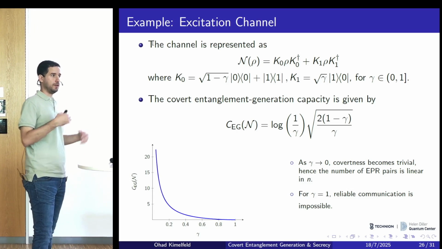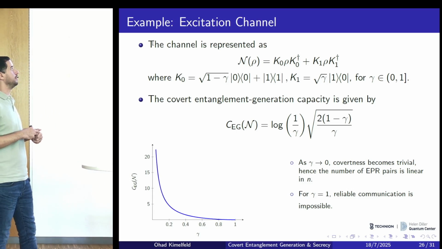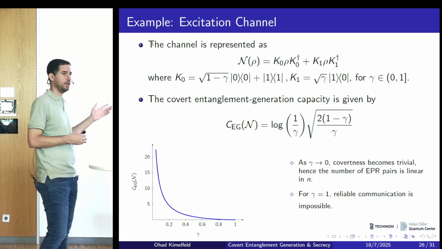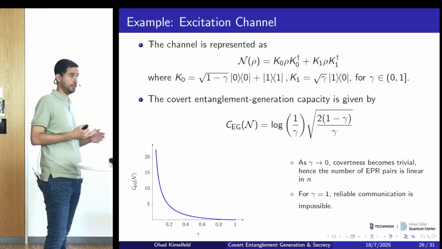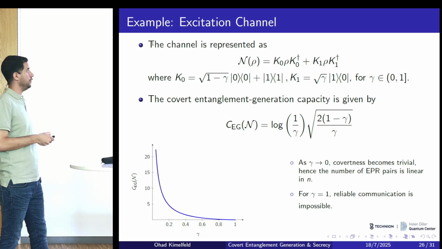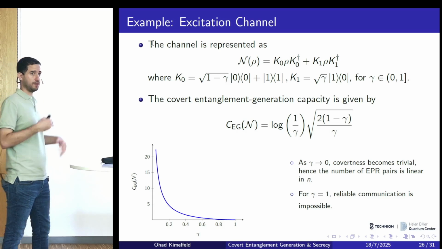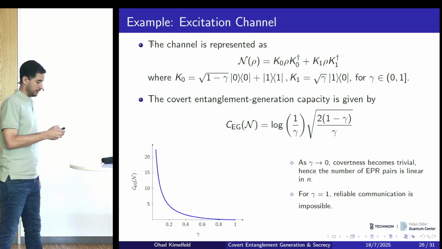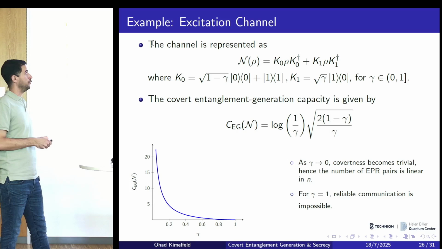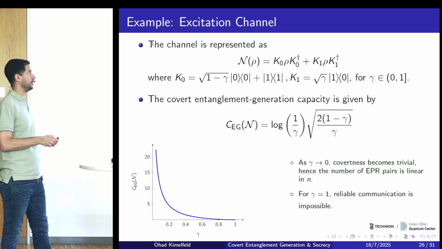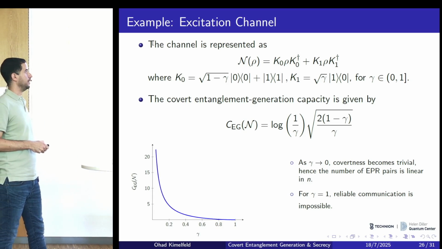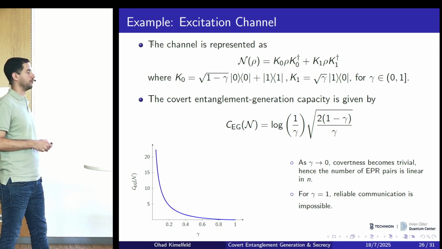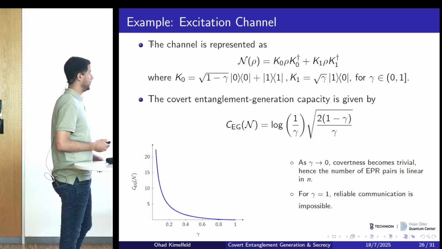Before we go to our proof, let's see a little example: the excitation channel, which is the opposite process of the well-known amplitude damping channel, where with probability gamma, the ground state 0 gets excited to the state 1. The channel can be represented with this Kraus representation, and the covert entanglement generation capacity is given by this formula, which is, of course, a function of the probability gamma.